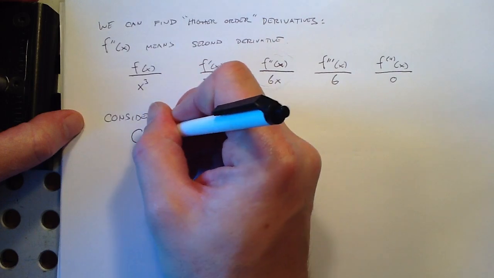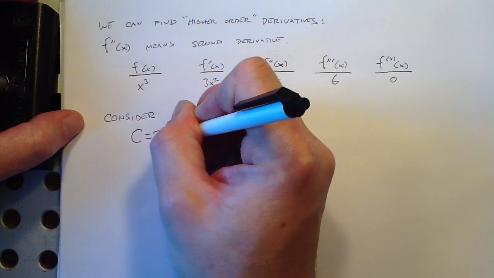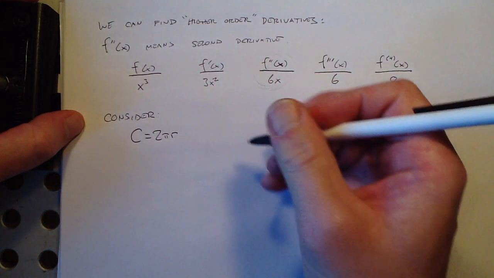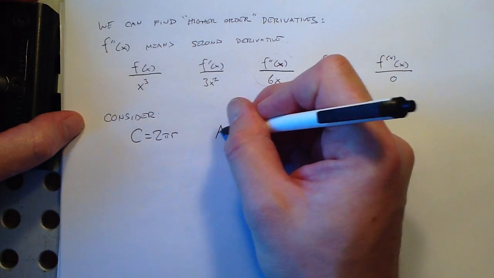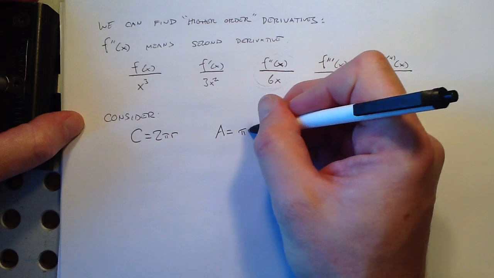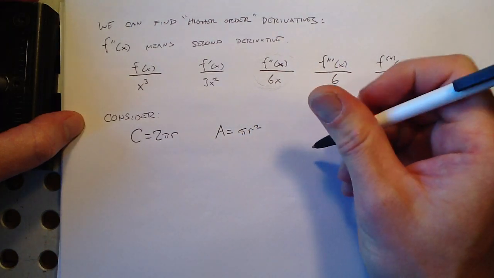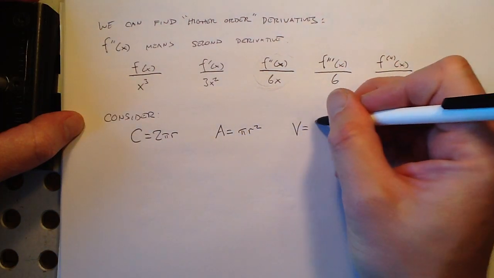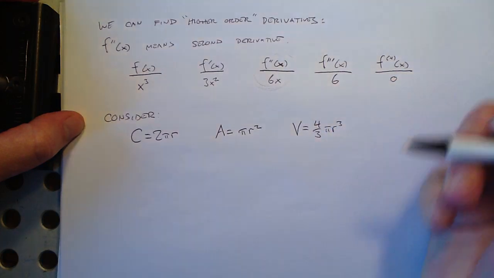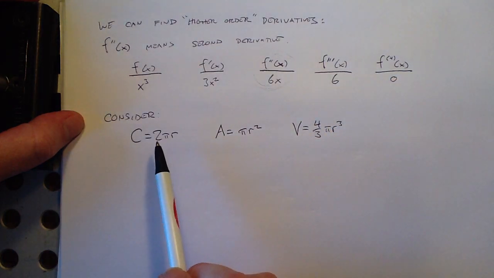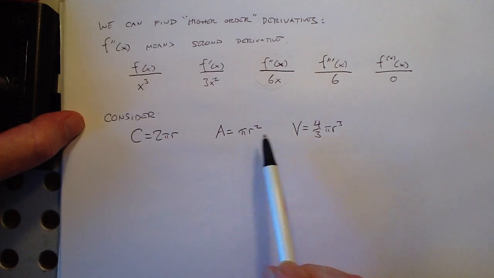Here's c equals 2 pi r. Right? Here's another one. How about a equals pi r squared? And then one more. How about v equals 4/3 pi r cubed? You know what those are, right? It's the circumference of a circle, area of a circle, volume of a sphere.